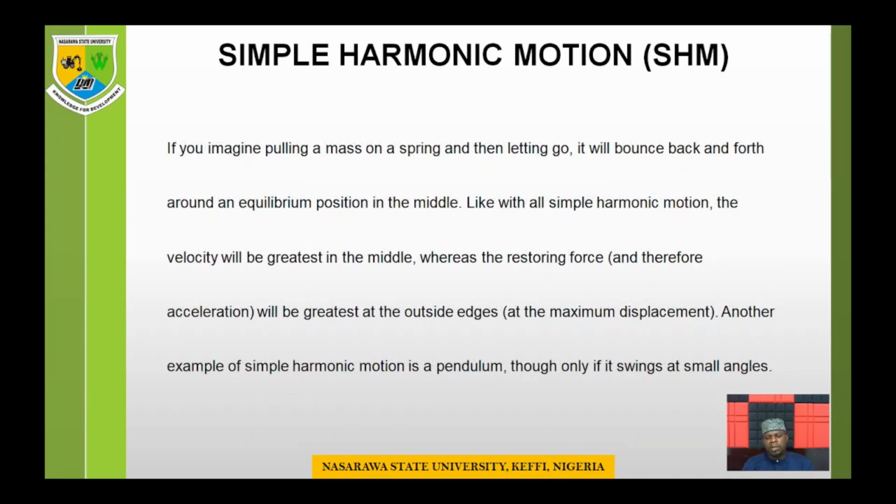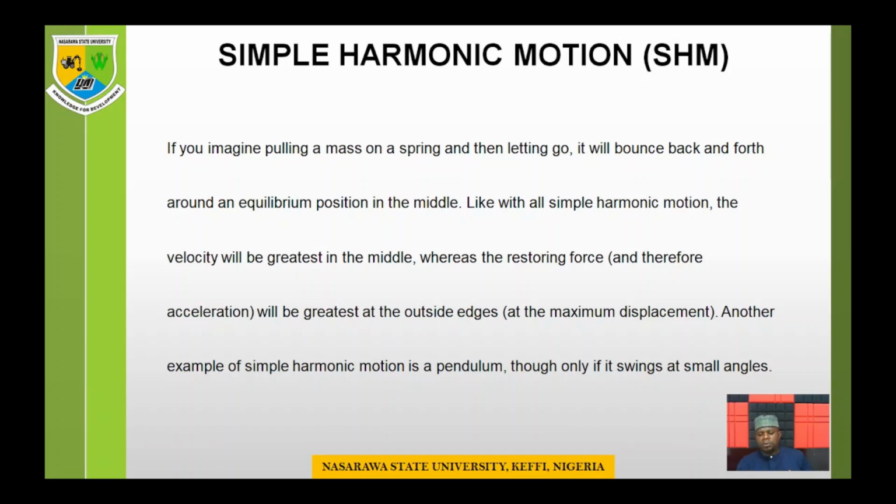If you imagine pulling a mass on a spring, then letting go, it will bounce back and forth around an equilibrium position in the middle. Like with all simple harmonic motion, the velocity will be greatest in the middle, whereas the restoring force and therefore acceleration will be greatest at the outside edges, at the maximum displacement.